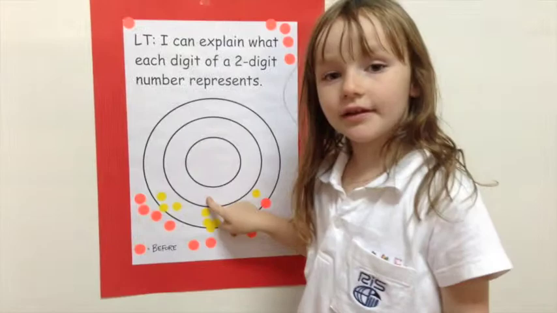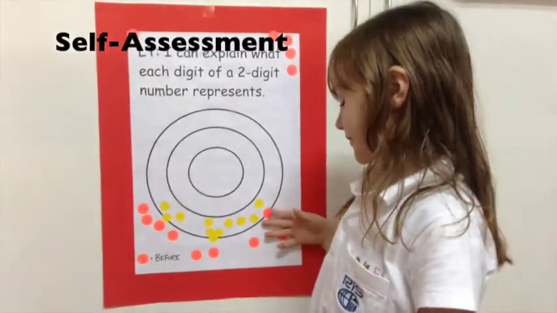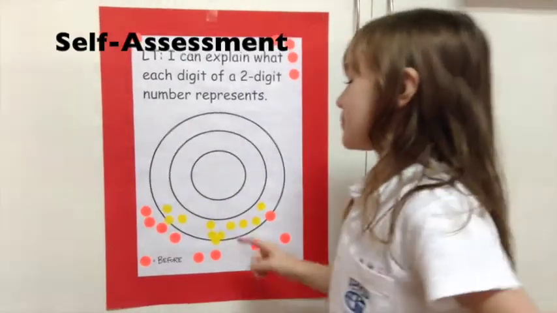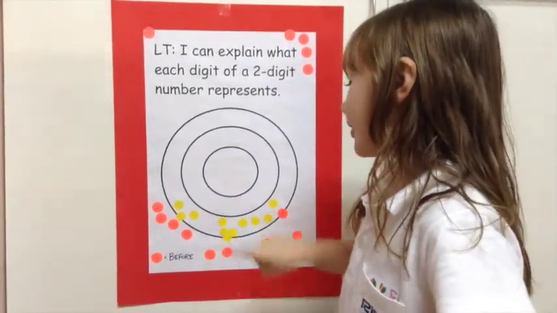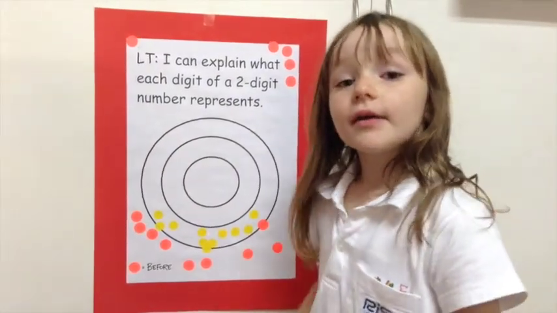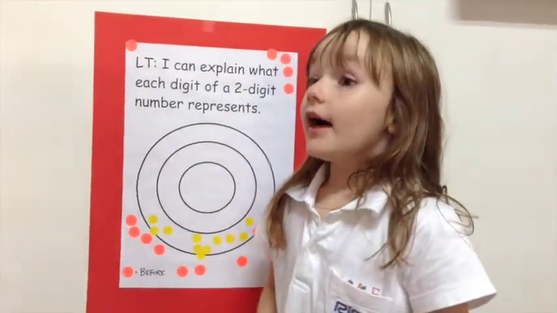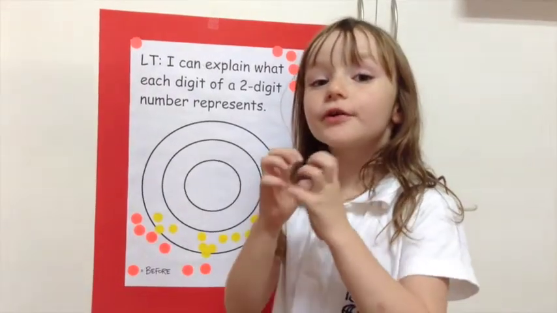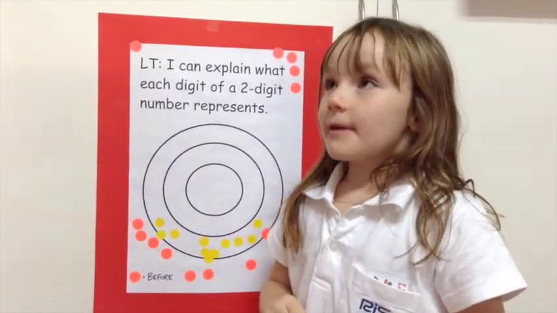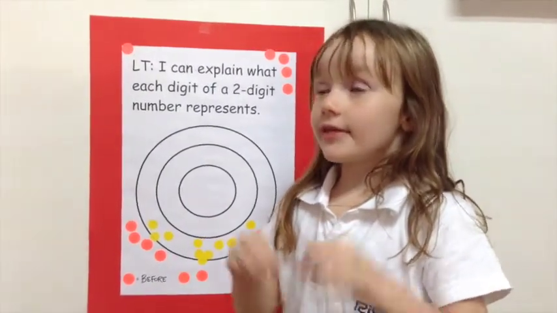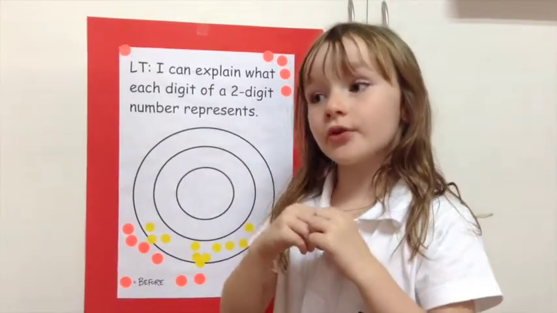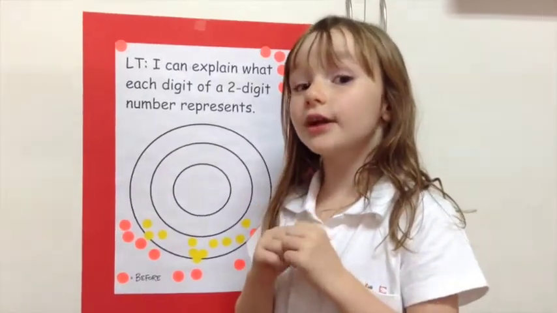Okay, so this learning target: I can explain what each digit of a two-digit number represents. Where would you put a dot now? I would put my dot right here on this line. Okay, so that's even closer to the center. Why would you put it there? What do you know about this learning target? Because a two-digit number is two numbers sticking together, and they make a number. If three numbers are sticking together, then it's a three-digit number.